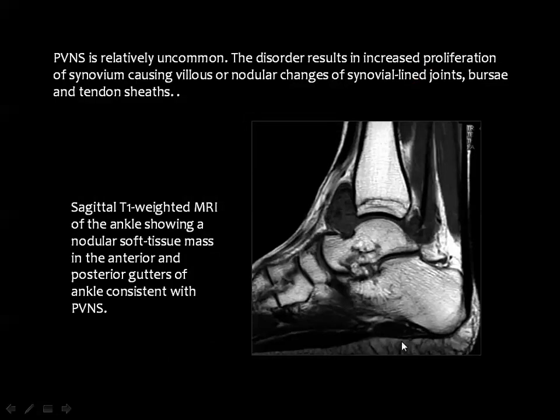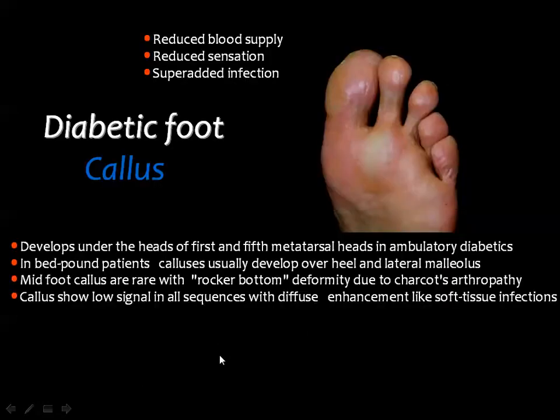And this is another example of pigmented villonodular synovitis of the ankle, a bigger mass anterior and a smaller one posterior. But you remember, in order to diagnose this as pigmented villonodular synovitis, the lesions will appear dark in the T1 and dark in the T2 weighted images, and they will enhance after contrast injection.